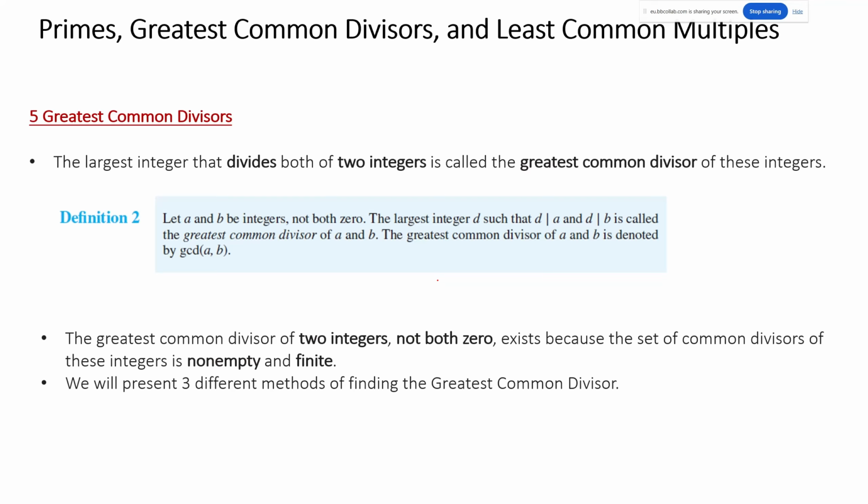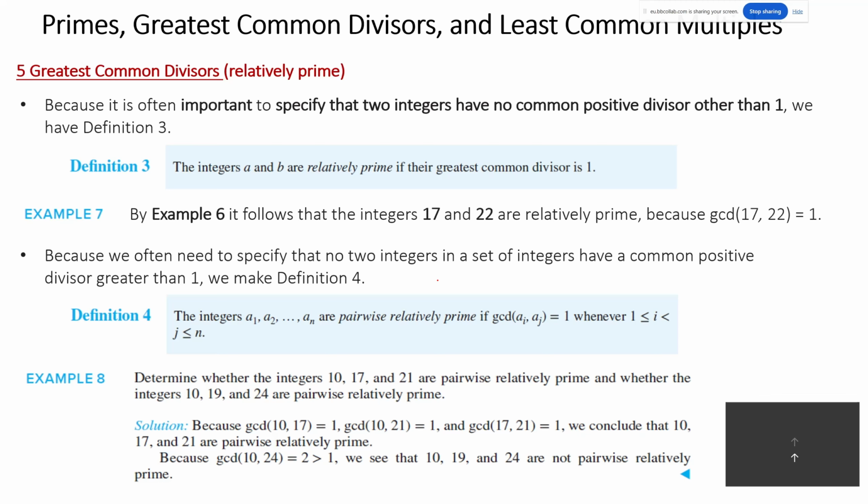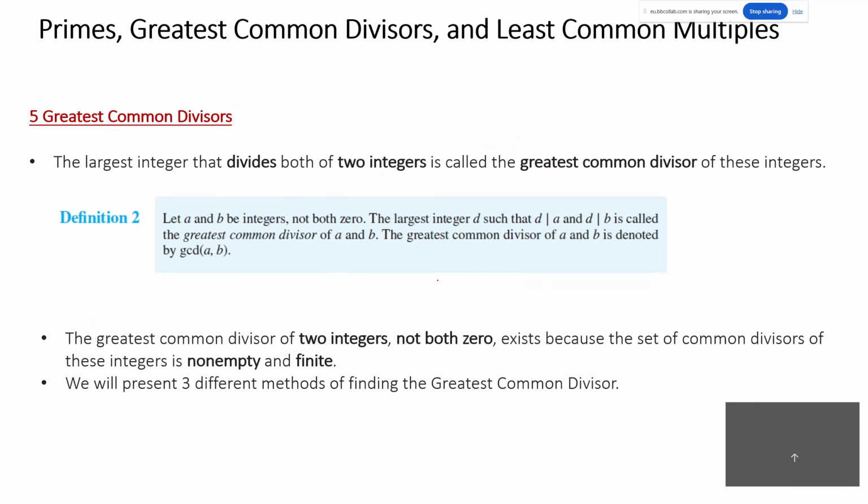So if you don't have any questions, I'm going to move to the greatest common divisors, and the other thing is going to be the least common multiples. These two kind of go together, but let's talk about the first one. The greatest common divisor is the largest integer that divides both of two integers. So let's say you have two numbers, and we'd like to know which is the biggest number that divides these two numbers. And that's the greatest common divisor.